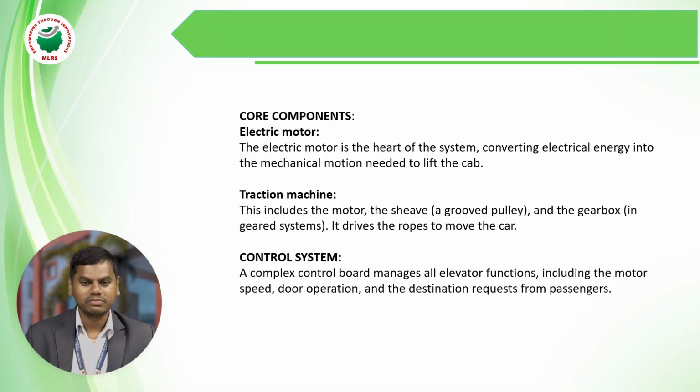Next, the traction machine. The traction machine includes the motor, the sheave, which is nothing but a grooved pulley, and the gearbox. It drives the ropes to move the car. And the last one, the control system. How do we control that? The control system, a complex control board, manages all elevator functions, including the motor speed, door operation, and the destination requests from the passengers.